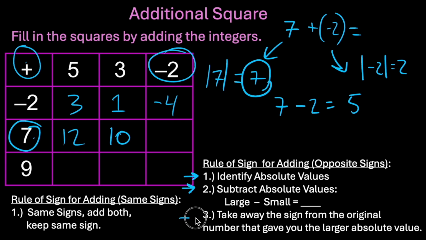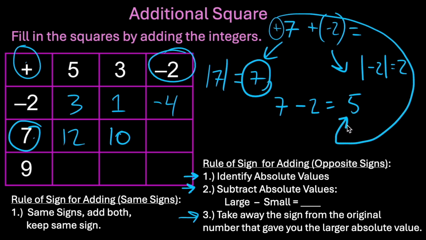And then the last step is to take the sign from the original number that gave you the larger absolute value. 7 is the larger absolute value, and the original number is +7, so we take that positive sign and give it to our 5. So the answer is +5 or just 5. Easy.